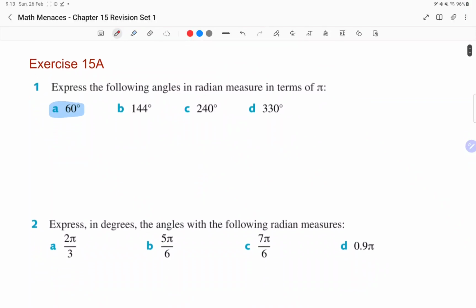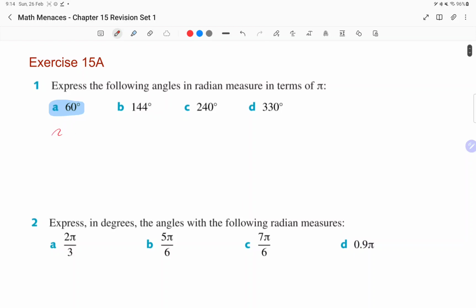All right, express the following angles measured in terms of pi. How do we do that? Pi on 3, times by? Well, maybe I'll go through a harder one, like something like this. 180 over pi? Yes, so that would be times by something over something.